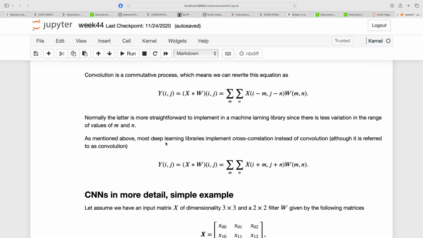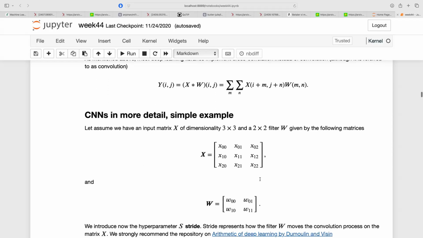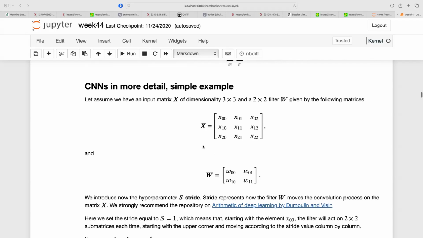But sometimes most deep learning libraries actually implement this convolution in terms of something which they call cross-correlation. And this will be written like this. Now, if you look at this example here, you could think of having an input image, which is given by a 3 by 3 matrix. Then we apply a filter to this image, and this filter has a dimensionality of 2 times 2.